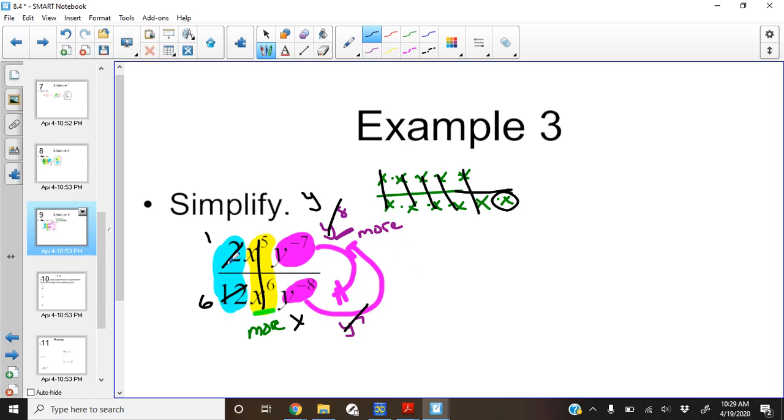So let's see what we have left over. We have 1 and y in the numerator. I don't need the 1 though. I can just write it as y. And then I have 6 and x left over in the denominator. So 6x.